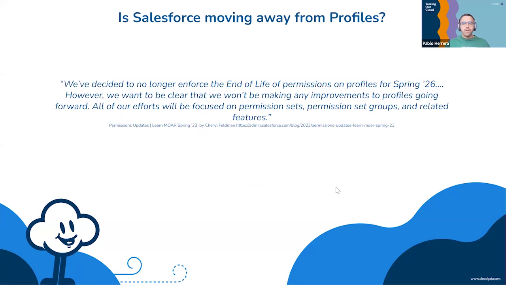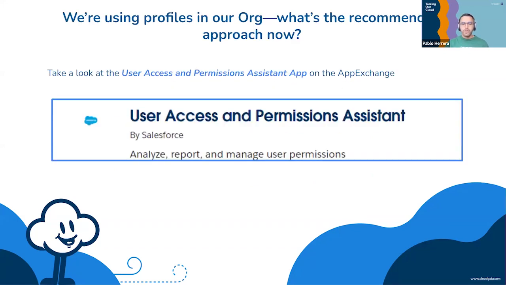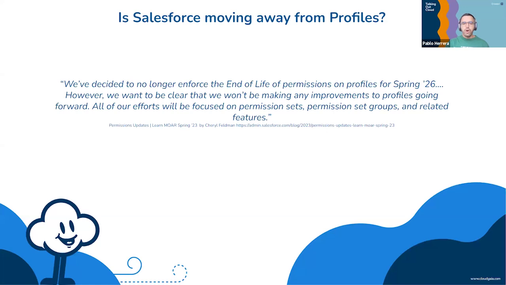We've decided to no longer enforce the end of life of permissions on profiles for Spring 26. However, we want to be clear that we won't be making any improvements to profiles going forward. All of our efforts will be focused on permission sets, permission set groups, and related features. So Thiago, in short, profiles are sticking around, but don't expect any new features. They're putting all of the innovation into permission sets and all the related tools.